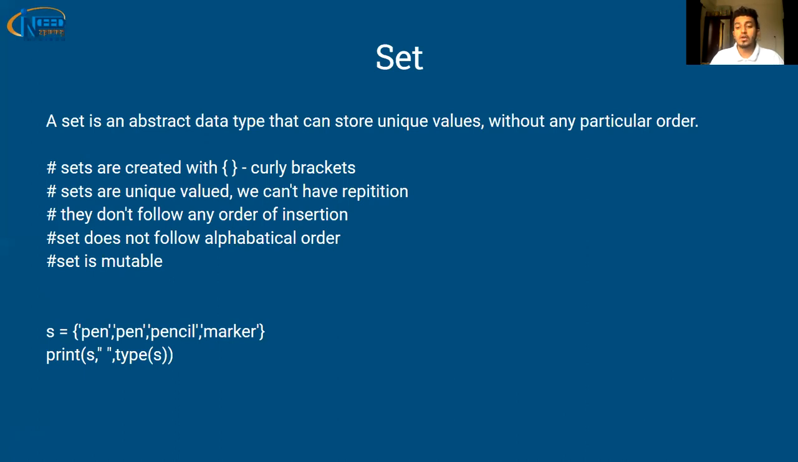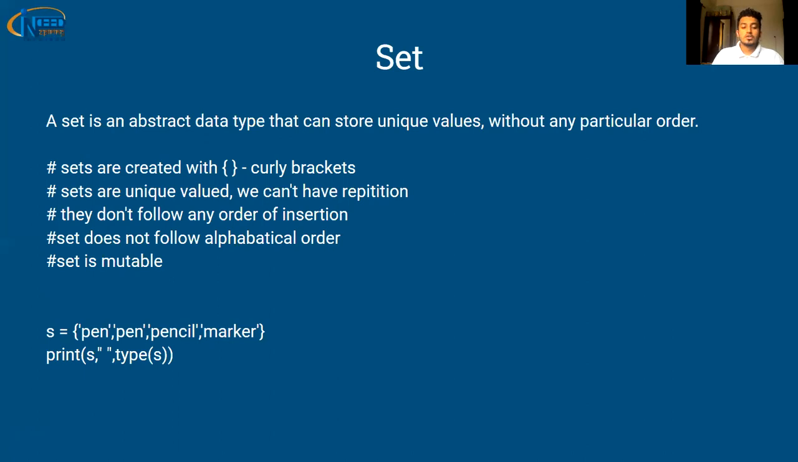They don't follow any order of insertion that we saw. Set does not follow alphabetical order also, and set is mutable. That means in set we can have changes. Mutable means we can have changes inside it. And talking about immutable, that is we can't change.